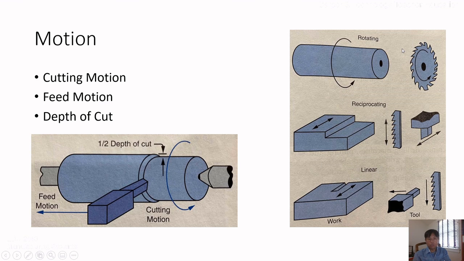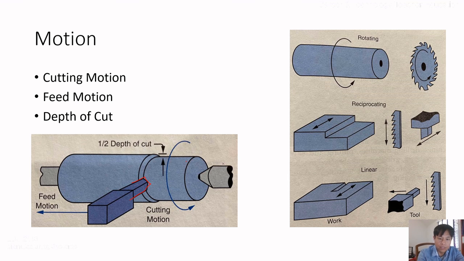And then motion is also important. There are three basic motions: cutting, feeding, and depth of cut. So in this example, this is the tool, right? And then this is the work. To cut this machine, we need to have a motion.